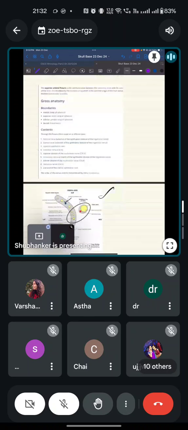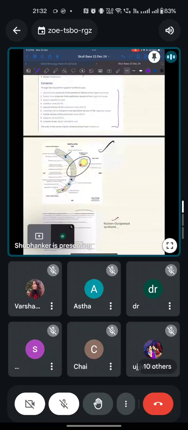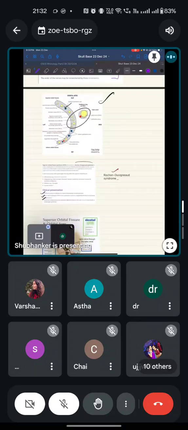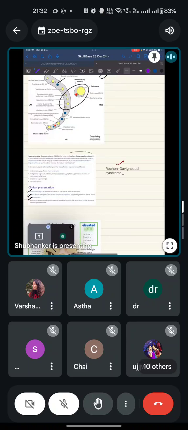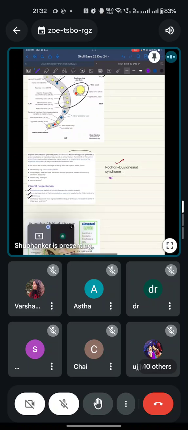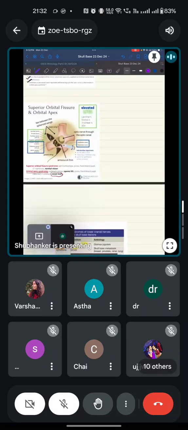Okay, so these are the boundaries and these are the contents. Please ratify it so that you don't make any mistake here. Superior orbital fissure syndrome is also known as Rochon-Duvigneaud syndrome. Please remember it. Okay, chalo.